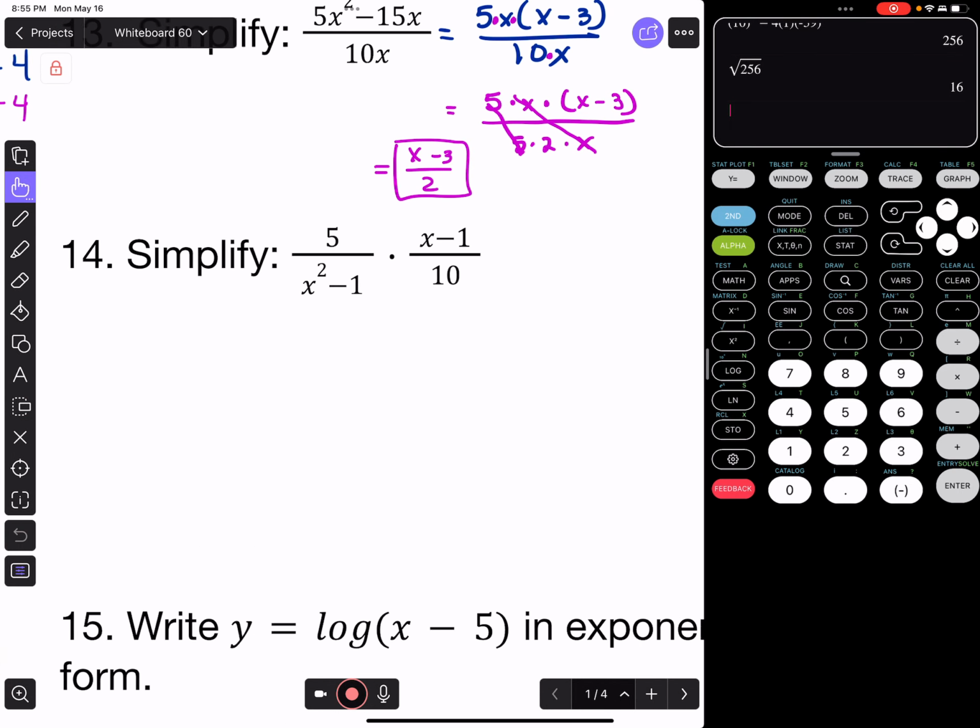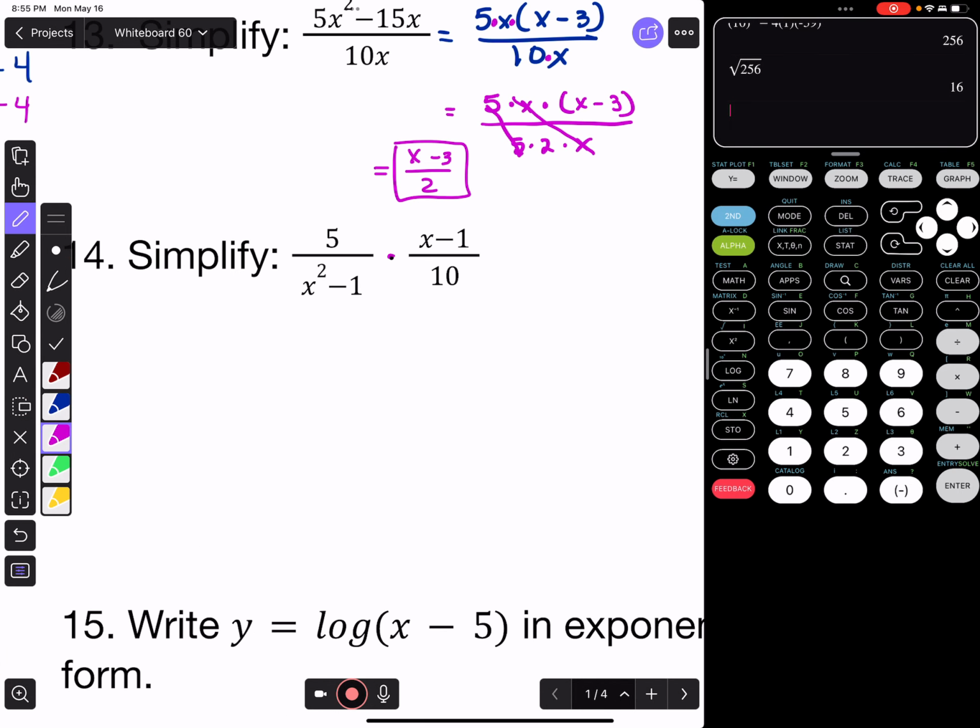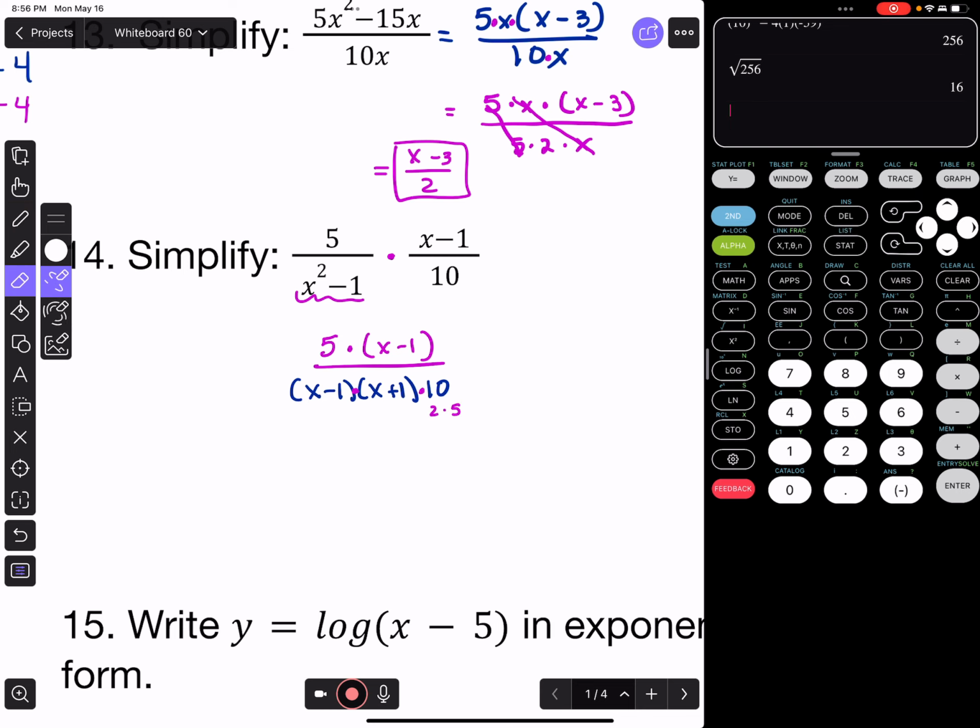See here, problem 14. We got multiplication, that's good. So we got a 5 times an x minus 1 in our numerator. And our denominator, that's a difference of squares. x minus 1, x plus 1, and it's times 10. So again, I want to see everything written as multiplications. Even that 10 you could see as a 2 times 5 if you wanted to, so that I can see the things that cancel out. And in this case, x minus 1 does. And that again, as long as x does not equal 1.